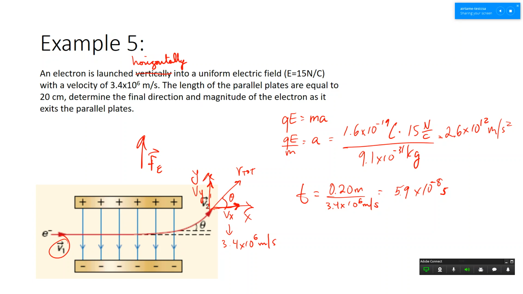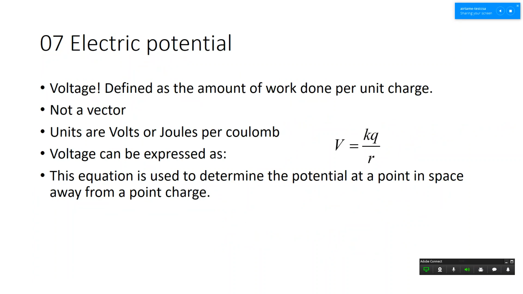I have my acceleration, I have my time. Now I can find my final velocity, because if you remember, Vt is equal to At plus Vo. The initial velocity is 0, right? And we're talking about only on the y-axis. So I just need to multiply my acceleration with time. So 2.6 times 10 to the 12 meters per second squared, multiplied by 5.9 times 10 to the minus 8 seconds. And that should give me a velocity that's 0.5.